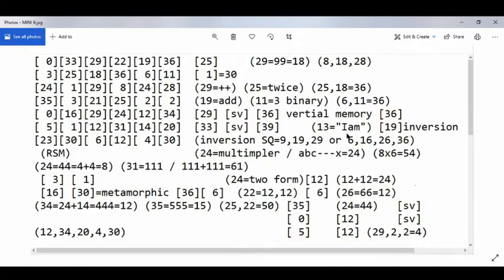I want to talk about the concept of throwing numbers underneath, like over here, the 33 underneath the 29. Sometimes they express very, very important things, because if you throw this 33 underneath the 29, what you get is this.